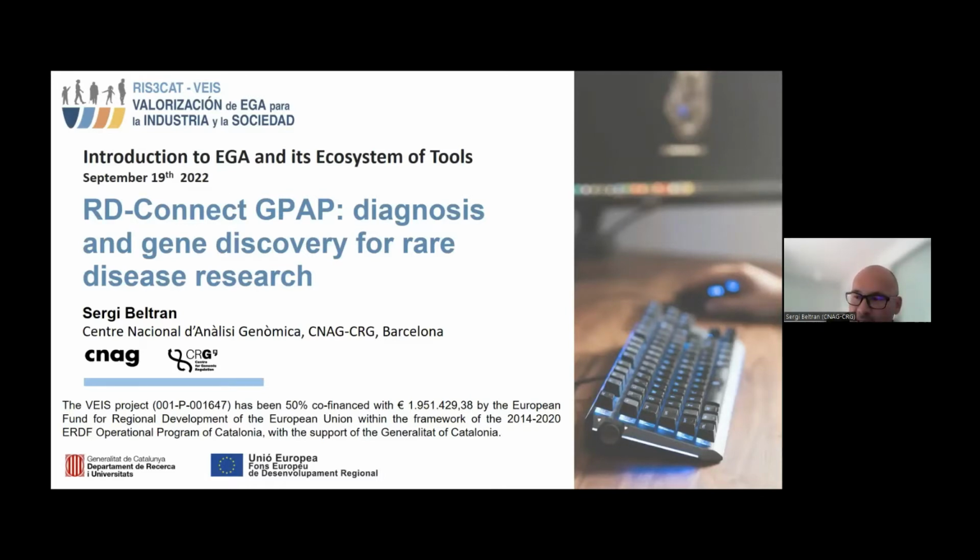So I'm going to talk mostly about the RD-Connect GPAP, the Genome-phenome analysis platform. The users use this platform mostly for diagnosing difficult rare disease cases, and also for gene discovery, always within the scenario of rare disease research, not so much in a clinical setting.